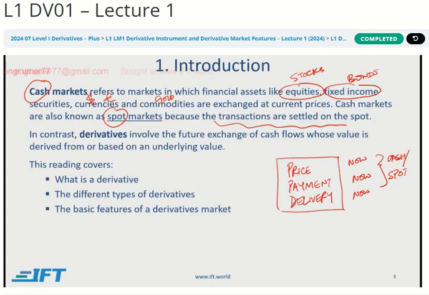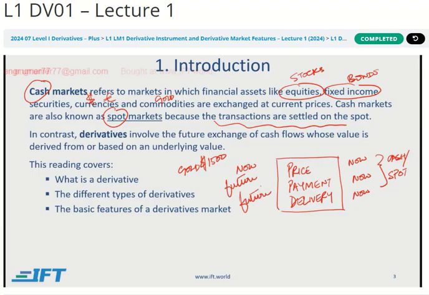Now, if let's say, even though the price is being set right now, that we are going to buy 1 troy ounce of gold for, let's say, $1,500, but the payment will be in the future, that we will make the payment after, let's say, 6 months, and the delivery will also be in the future.